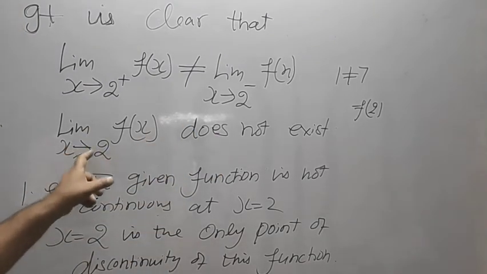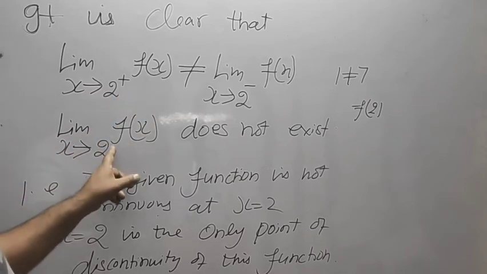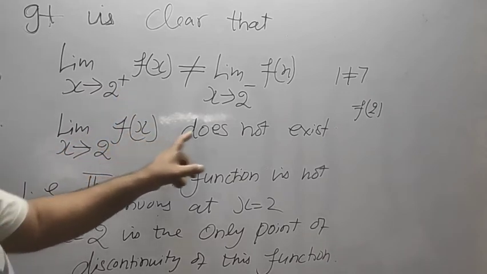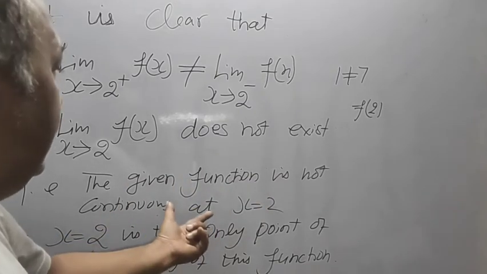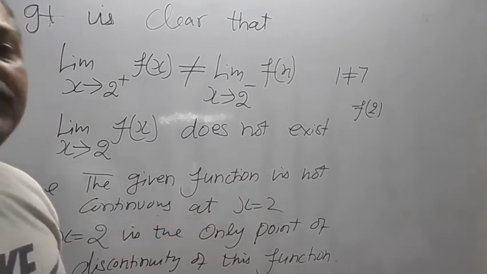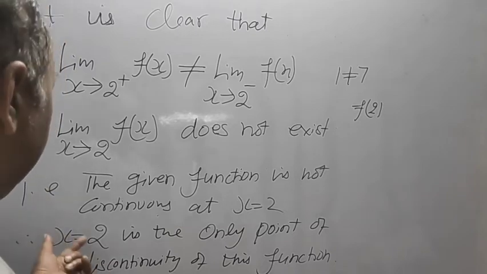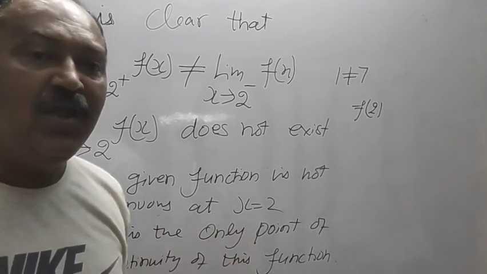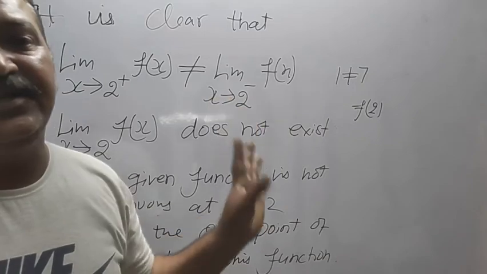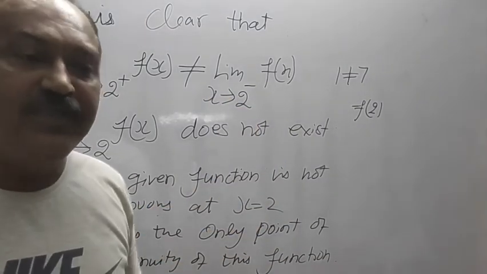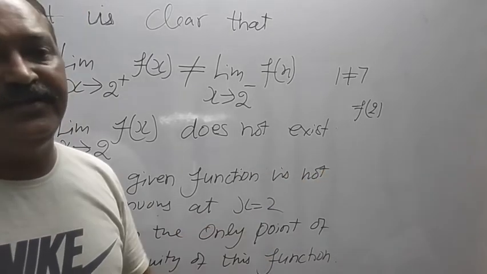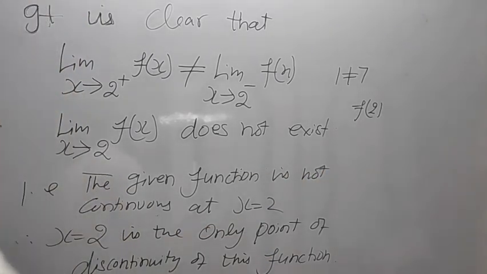If either limit of x approaches 2 does not exist, or the limit is not equal to f of x, hence the given function is not continuous at x is equal to 2. Therefore, x is equal to 2 is the only point of discontinuity for this function. This is the answer. X is equal to 2 is the point of discontinuity. That's all.